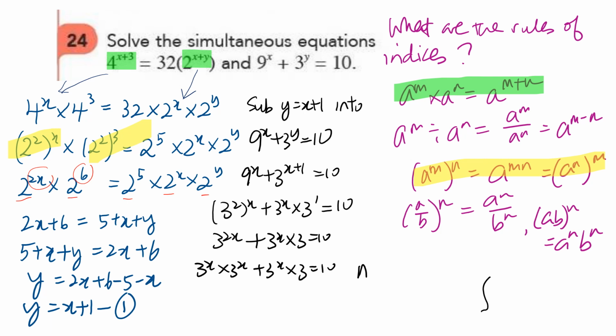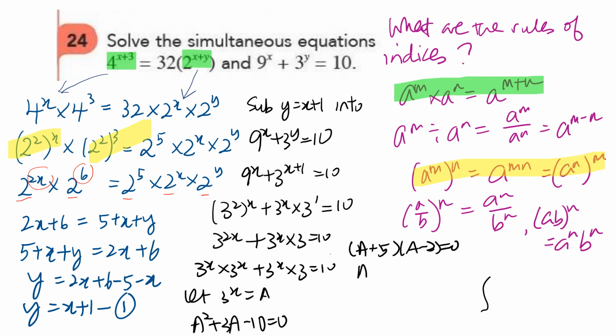Right. And then finally, we're going to do some substitution. We're going to substitute 3 to the power x to be a. Okay, and then you can factorize it. Right, so remember a is a substituted value. It's a substituted value for what? 3 to the power x.